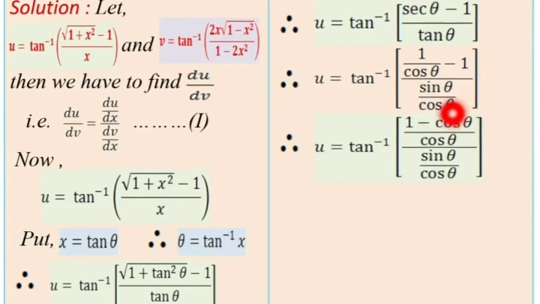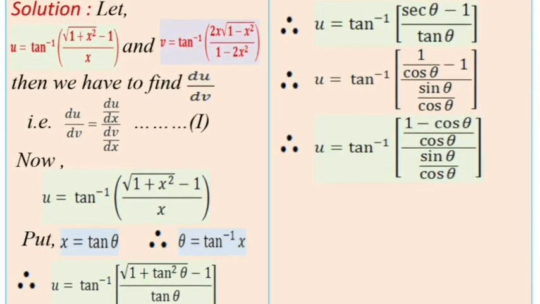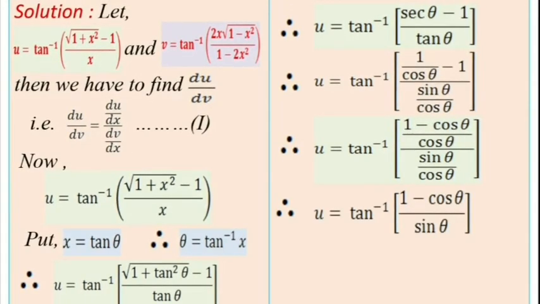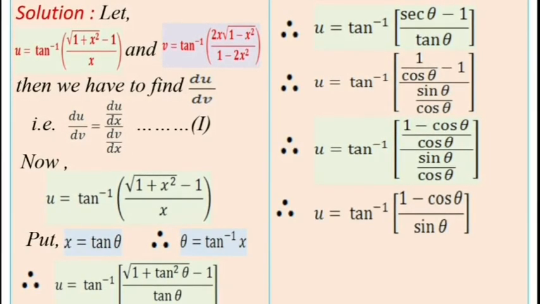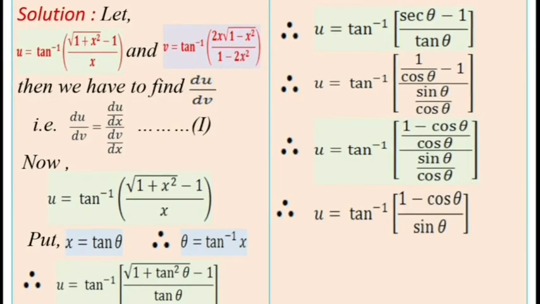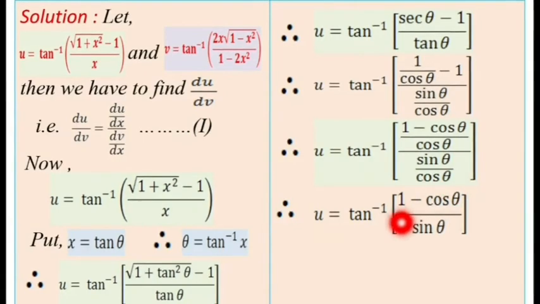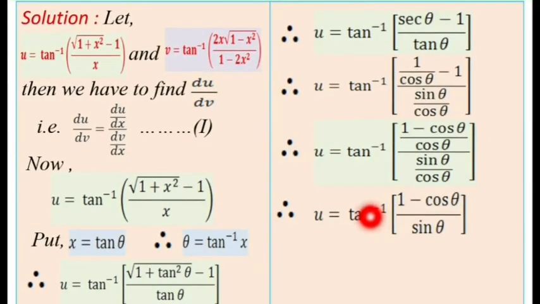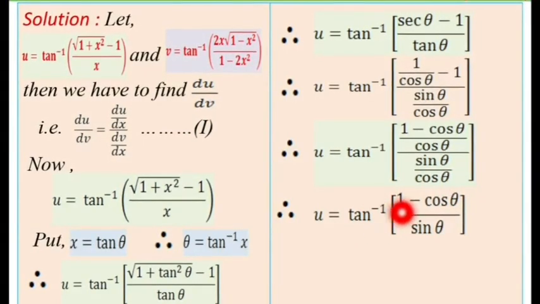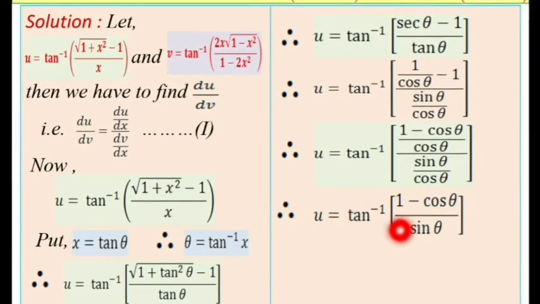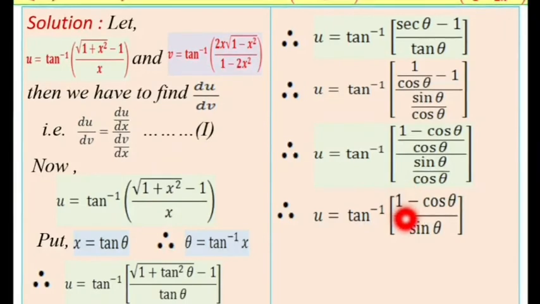Now simplifying this bracket only, therefore we can get u equal to tan inverse of (1 minus cos theta) upon sin theta. Here cos theta and cos theta become cancelled. Again that format in the bracket is not in the form of tan theta. We have to convert the given bracket into the form of tan theta, because here outside the bracket is tan inverse. Therefore we have to convert the bracket into tan theta.